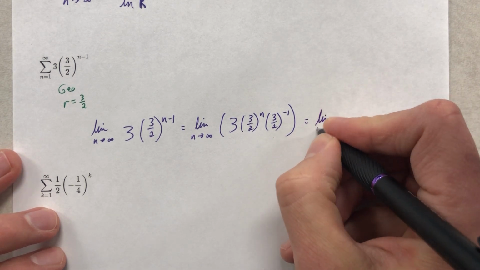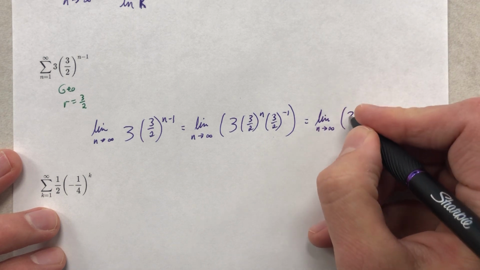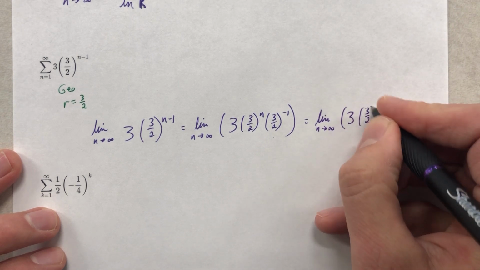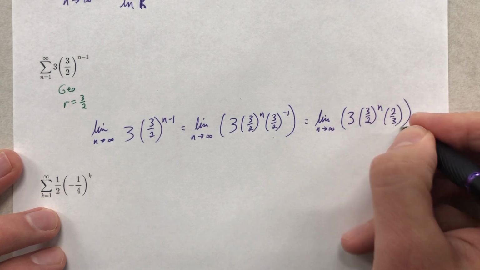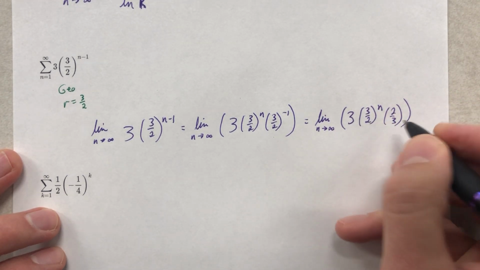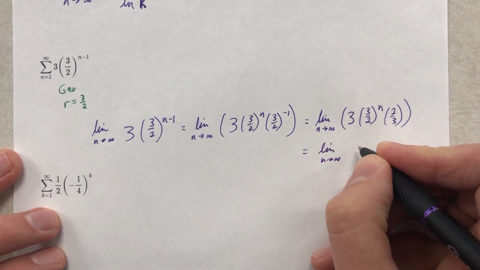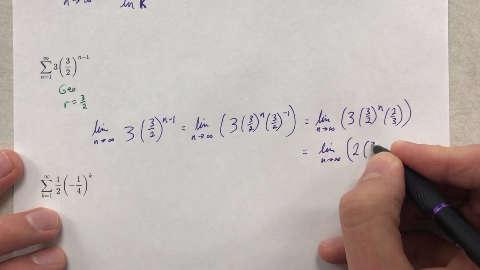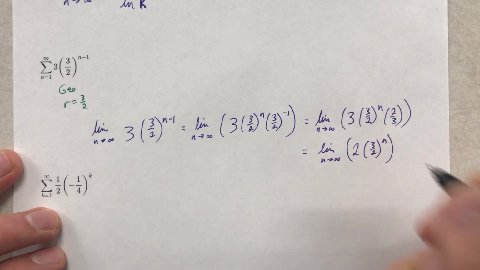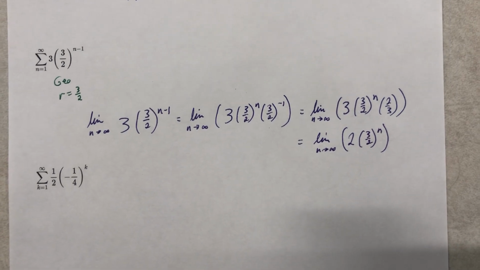This is the limit as n approaches infinity of (3/2)^n, and then this to the negative 1 is going to be 2/3 here. And so 3 cancels with 3, and it's going to give me the limit as n approaches infinity of 2 times (3/2)^n. All right, so it may not have helped me much, but I got some really good practice in manipulating this thing.